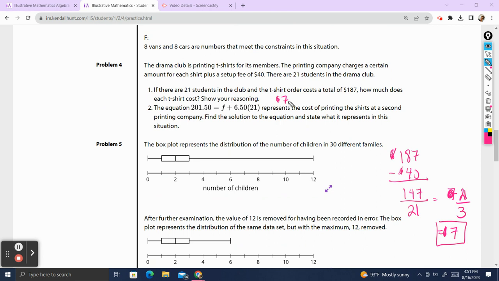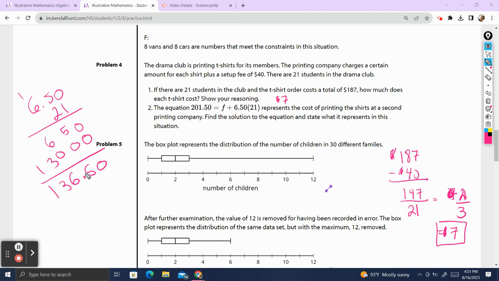Well, in this case, each student is definitely paying less because it's 6.50 times 21. Let's do a little bit of mental math over on this side. When we multiply that, we're going to get $136.50. So students spent $136.50 as compared to $147. This is the total amount that was spent.